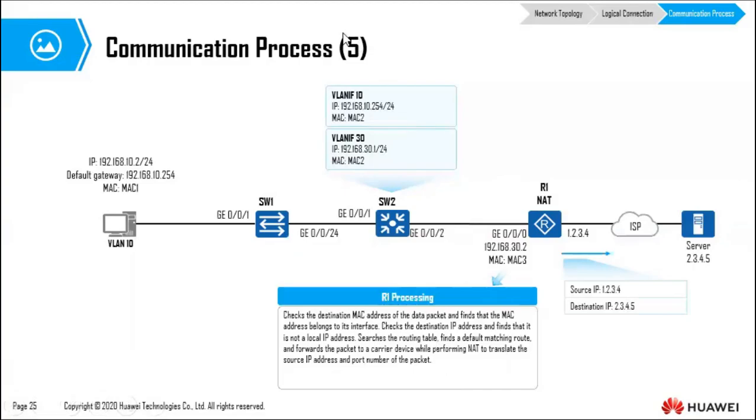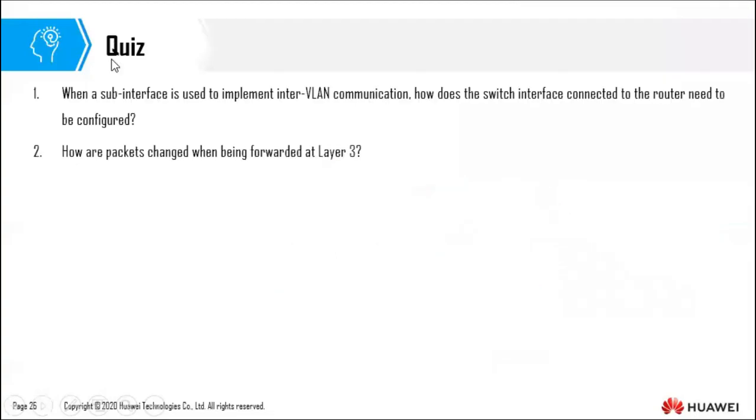So on this router, we will have configured the default route to the ISP router. I'll send it to the ISP, and then the ISP will find the server. Other than that, we will also perform NATing on R1. Okay. So that is the communication process of that particular scenario that we've seen there.